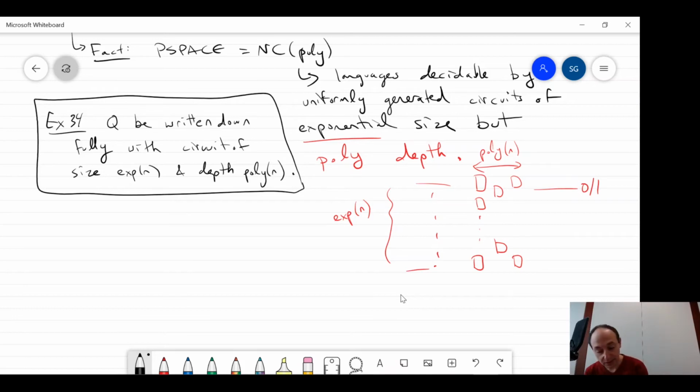Okay, so by the way, I didn't want to say NC poly here, even though these parameters match on the left and the right, because technically on the left I'm producing a matrix as output, whereas on the right, NC poly is solving decision problems, so the output's supposed to be 0, 1. Okay, but it's the same class of circuits.